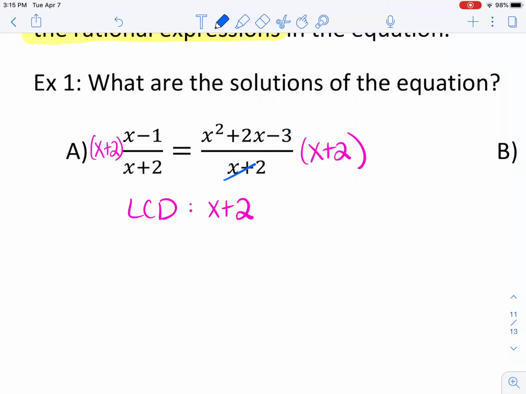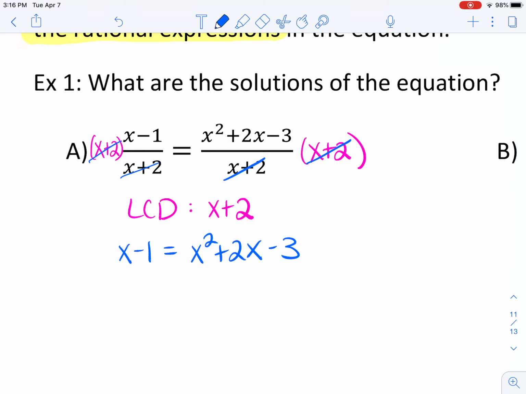When we do that in this specific example, you'll notice that the denominator and the x plus 2 that we multiplied by end up canceling out. So what we're left with here is just the numerators: x minus 1 equal to x squared plus 2x minus 3. Another way to think of this specific example, since both the denominators are the same, for these two rational expressions to equal each other, the only way for them to be the same is if their numerator is the same.